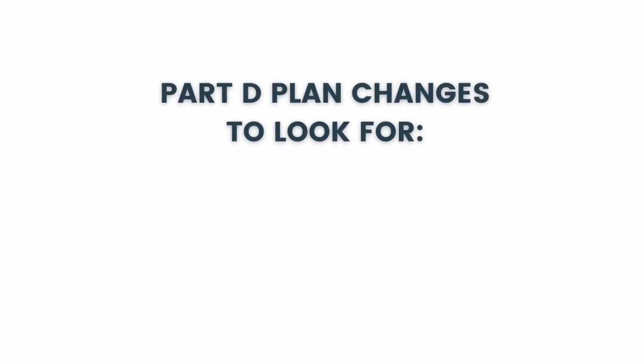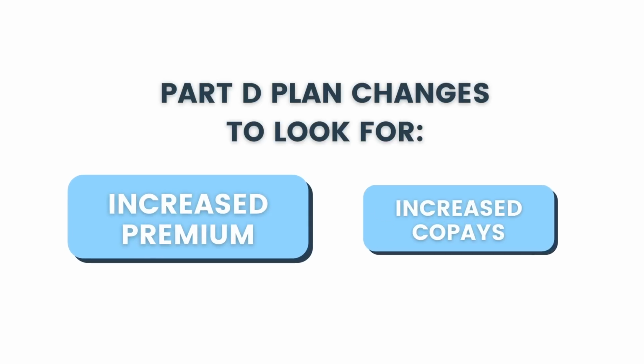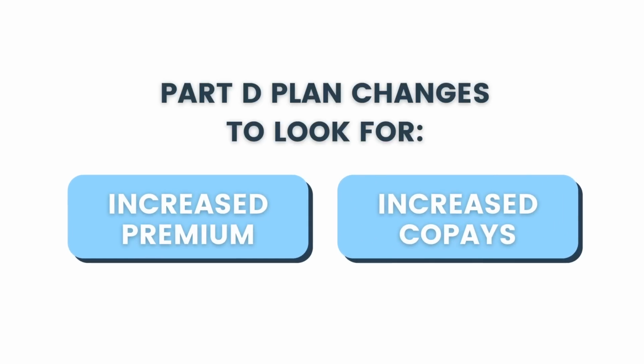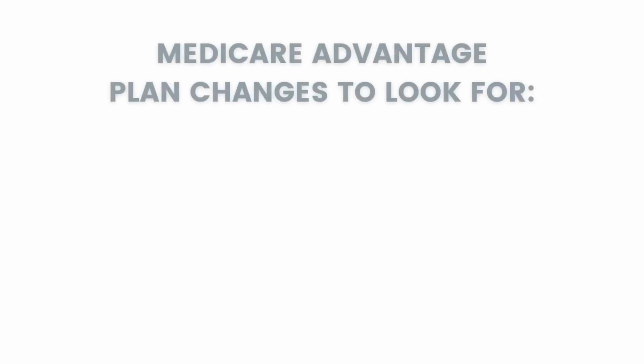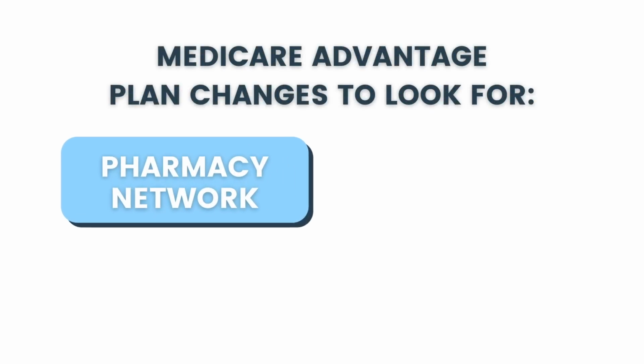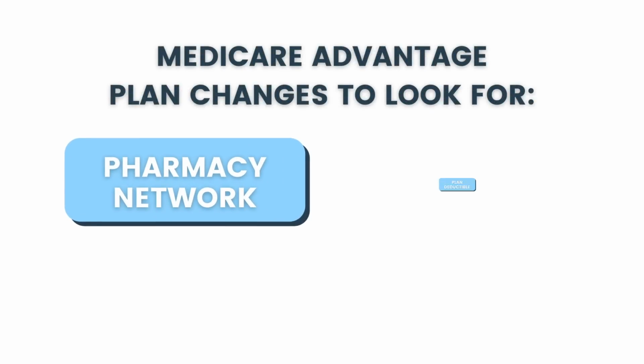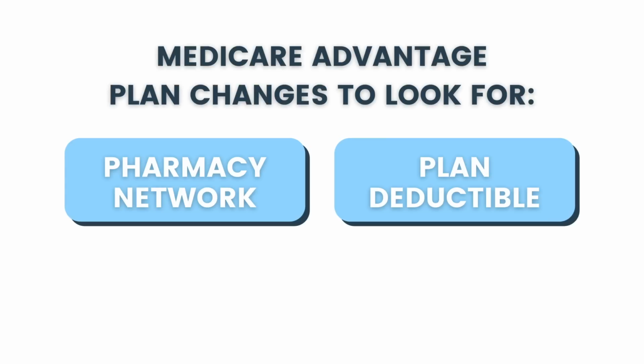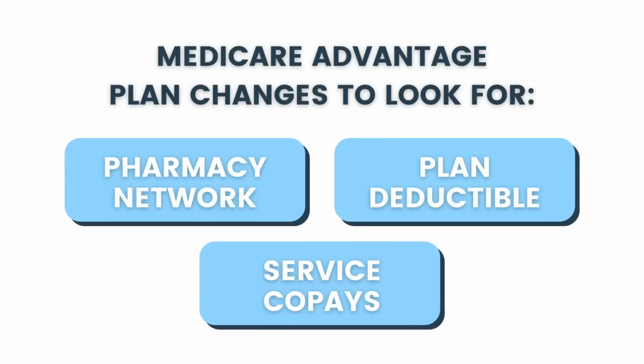Other changes to look for and consider in your annual notice are increases in the premium for the plan and increases in copays for specific medications that you're taking. For Medicare Advantage plans, look for any changes to your pharmacy's network, your plan's deductible if there is one, and changes to your copays for specific healthcare services that you tend to use more than other healthcare services.